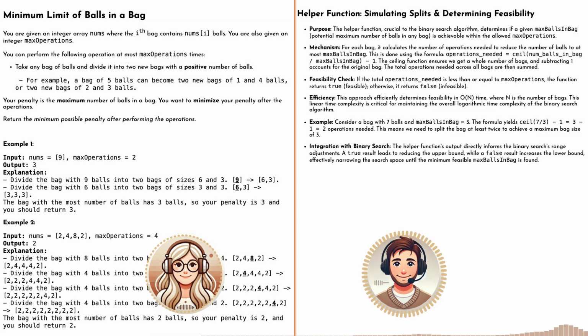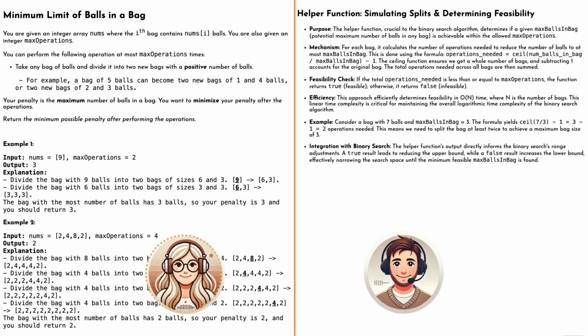Yep. But how does it determine if our penalty, that maximum bag size, is actually possible given the rules of the problem? Well, it compares that total number of splits to the maximum number of operations, the moves we're allowed. Ah, right, that crucial constraint. If the total splits we need are more than the operations we're allowed, then we know we're in trouble. This penalty is too strict. Too ambitious. We've got to loosen up that penalty, allow for a bigger max. So the helper function would signal back to the binary search, saying, nope, try a bigger penalty.